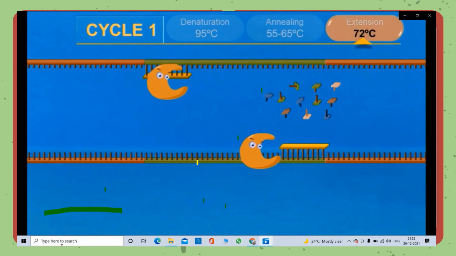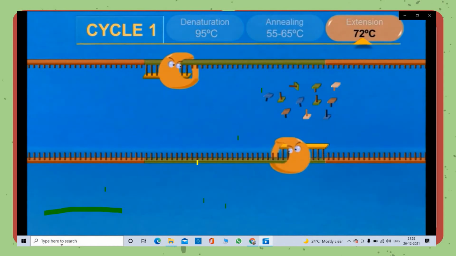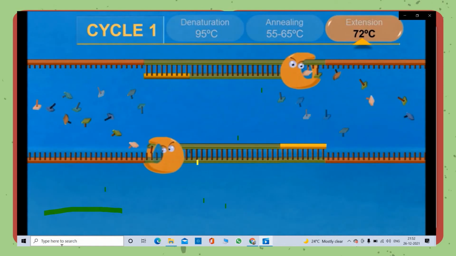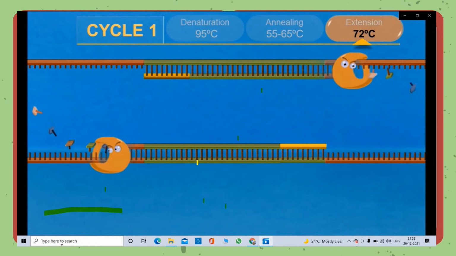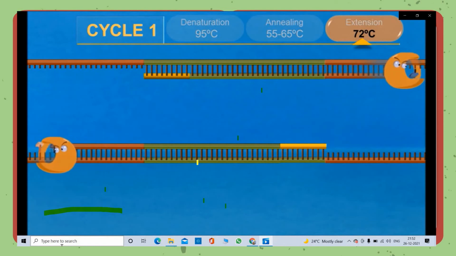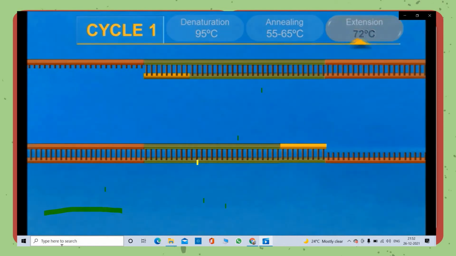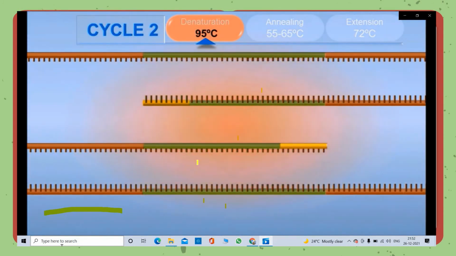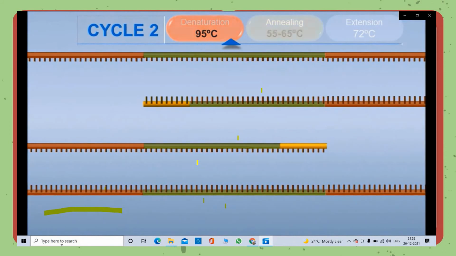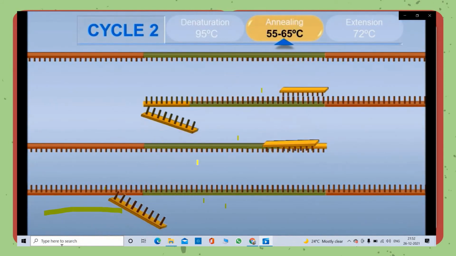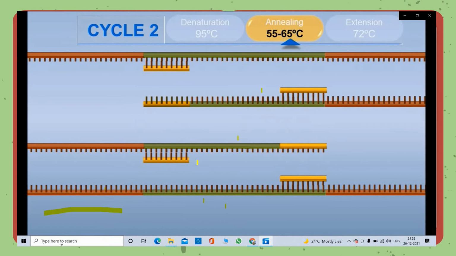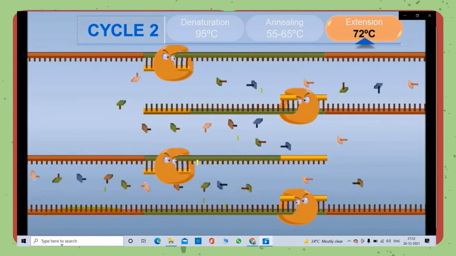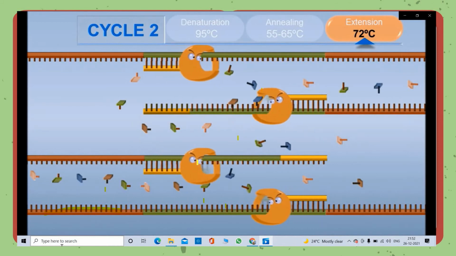During denaturation of the reaction, the mixture is heated to 95 degrees Celsius for a short time to denature the target DNA into single strands that will act as a template for DNA synthesis. Annealing is done by rapid cooling of the mixture, allowing the primer to bind to the sequence on each of the two strands.